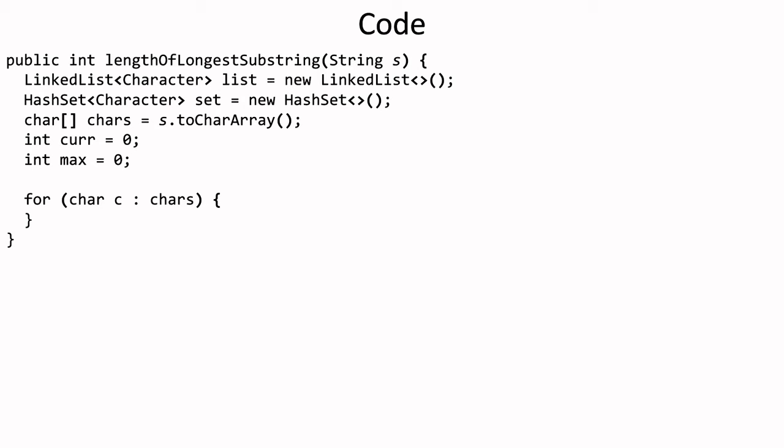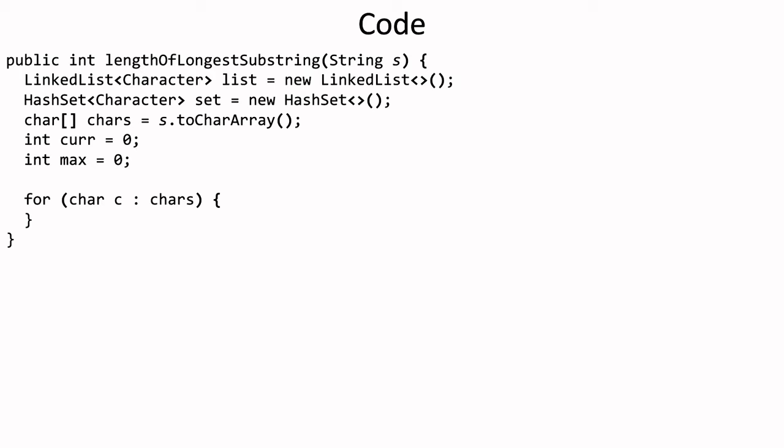We have our driver method. Then instead of keeping track of a string for our substring, it's faster if we use a list of characters and a set of characters. The list will be used to see which order the characters are in, and the set will be used to check if there are duplicates.